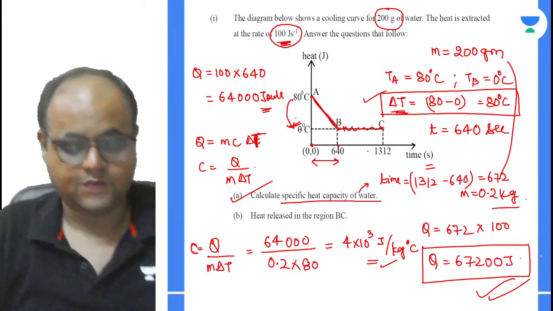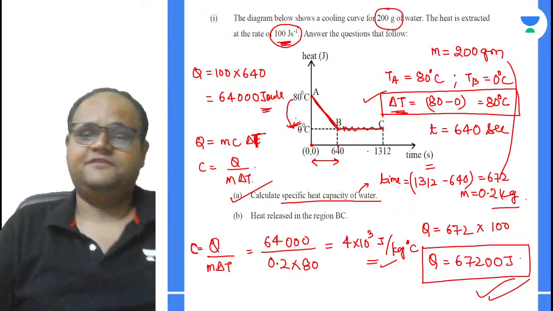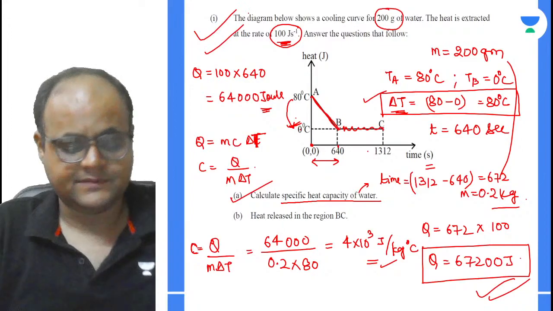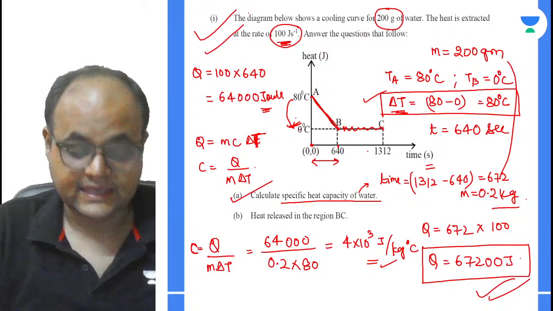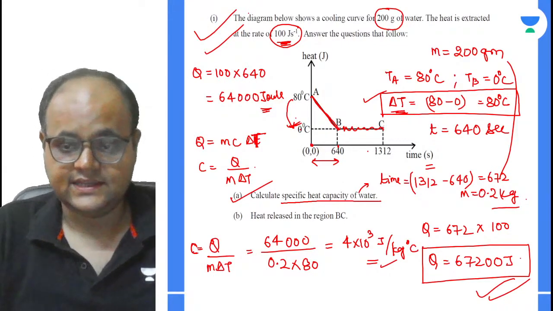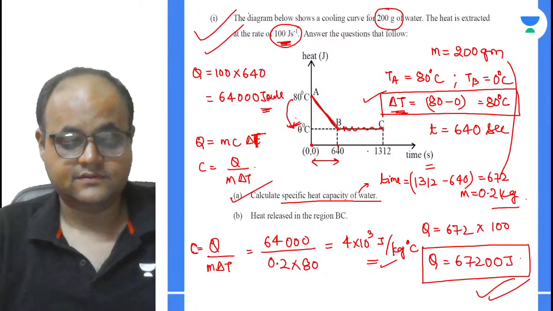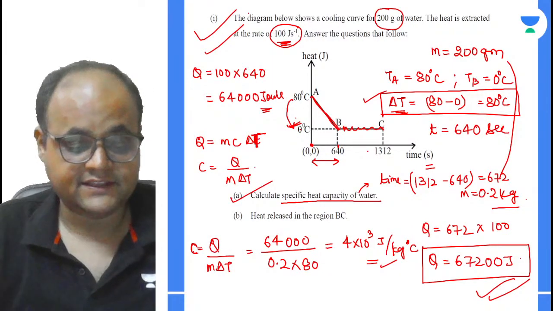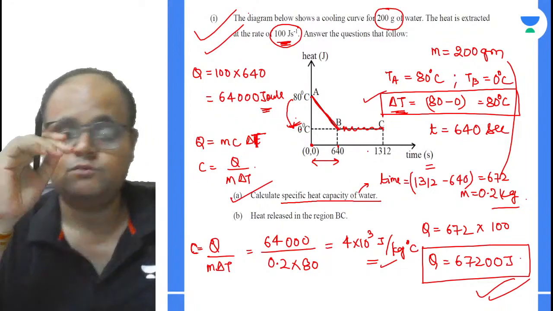अभी हम बहुत से अच्छे क्वेश्चंस करने वाले हैं. तो I hope the first question is clear to all of you. पहला क्वेश्चन समझ में आ गया? Yes, Diva, it's 67200. Great, 67,200 joules. Shall we move on to the next question?